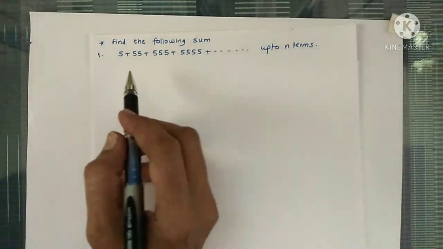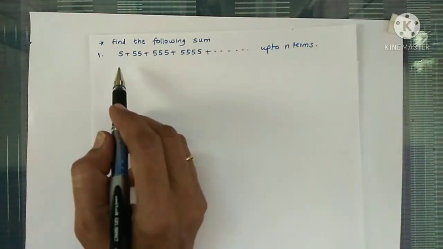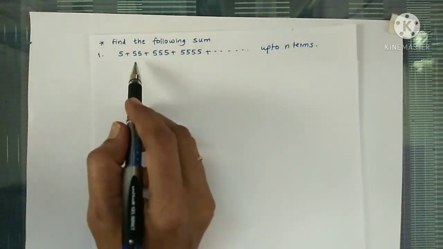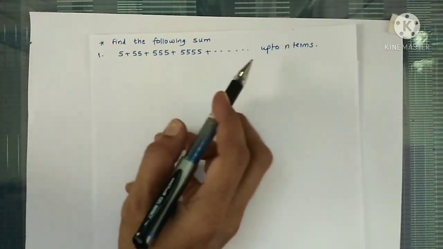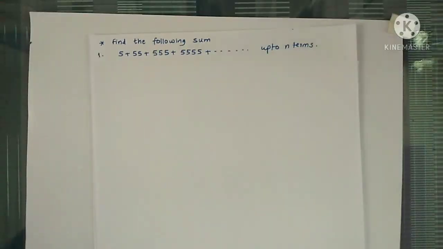So in the first term we have 5 written only once, then in the second one we have 5 two times. So the nth term will have 5 written n times, 555 and so on up to the nth position. So let's solve this.